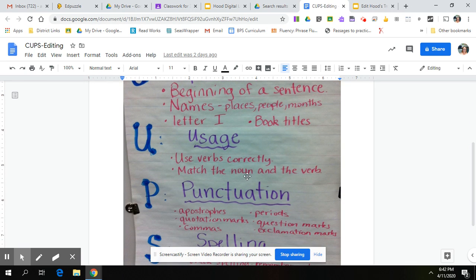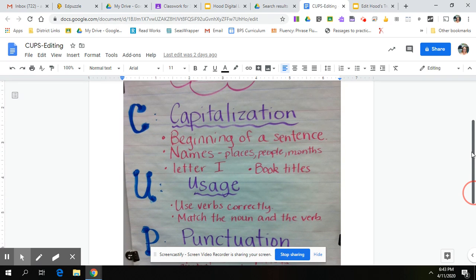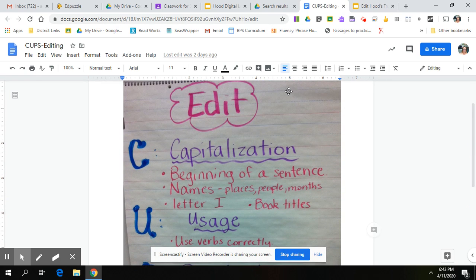The U stands for usage. That's you using your verbs correctly. Does your noun match the verb? Does it make sense? The P is punctuation. It could be an apostrophe mistake, quotation marks, commas, periods, question marks, exclamation marks, so any type of punctuation. And then, of course, the S is spelling. Check spelling and remember your rules and what you've learned with your syllable types this year. So now let's get to editing.